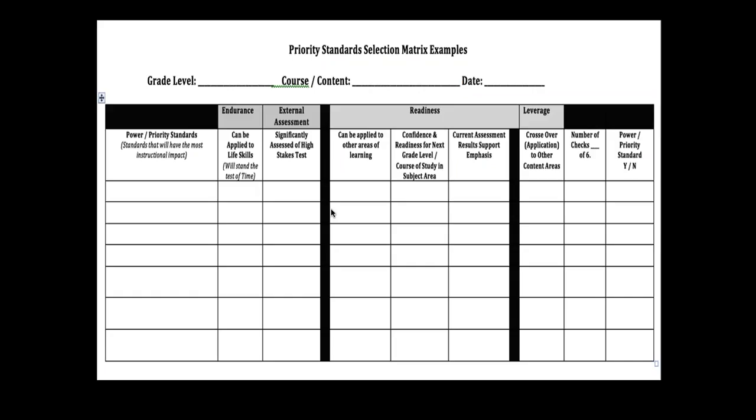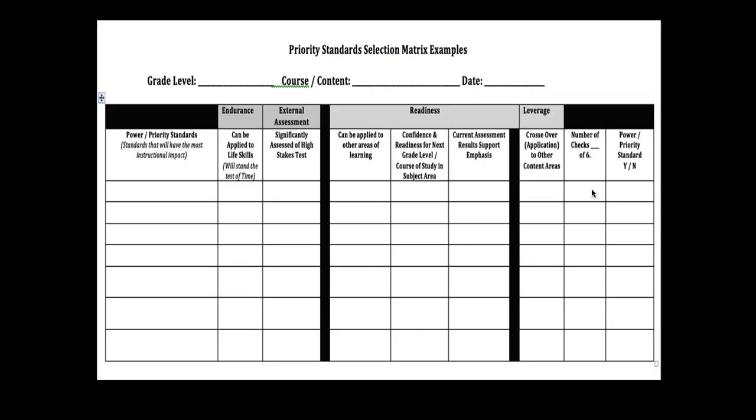Then we dig into readiness. Can it be applied to other areas? Will it build confidence into that next grade level? What is really, really critical for pre-algebra into algebra 1? Does our current assessment results support emphasis? This is where it could change somewhat from year to year. Do we see students, for the most part, this is an area where our data and our evidence are showing that they're struggling there, that they need that. And then leverage, does it stand the test of time?